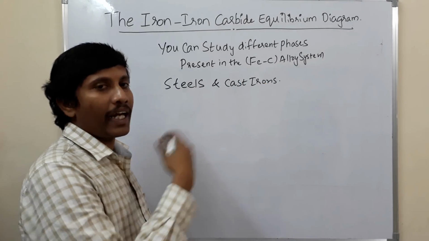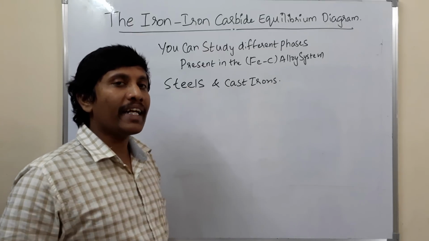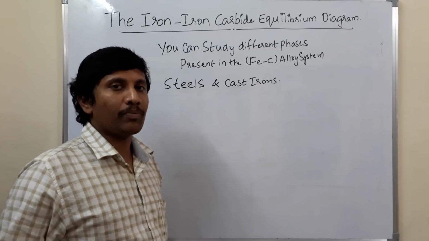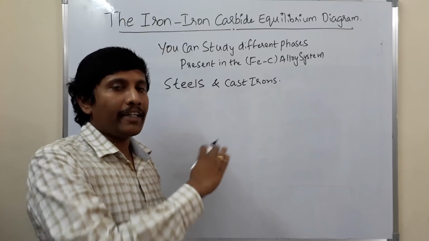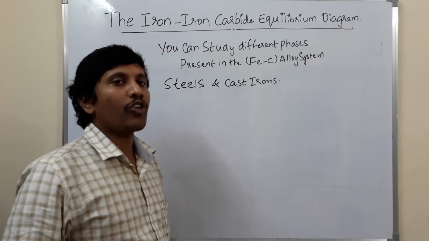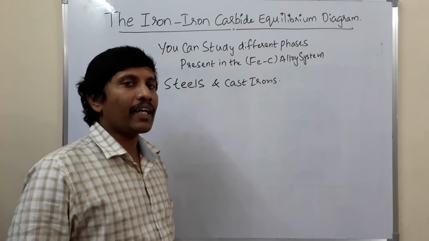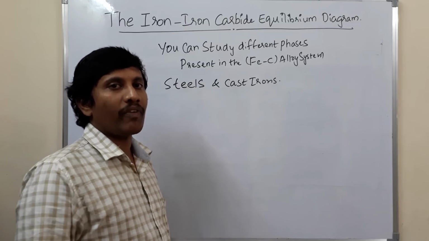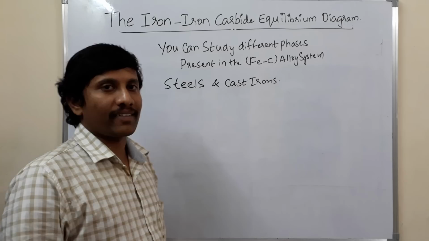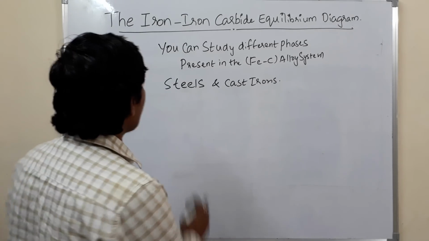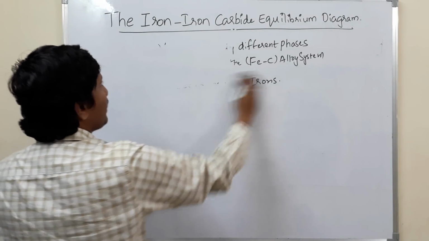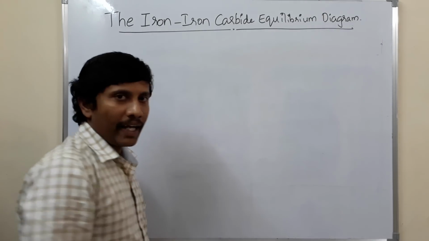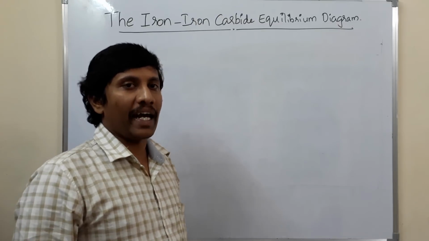Generally, the phase diagram or equilibrium diagram indicates what phases are present and what the properties of those phases are at different temperatures and at different compositions. Phase diagrams are plotted between temperature and composition, temperature on the y-axis and composition on the x-axis. So let us see in detail what we mean by the iron carbide equilibrium diagram. It is also called the iron carbon phase diagram.